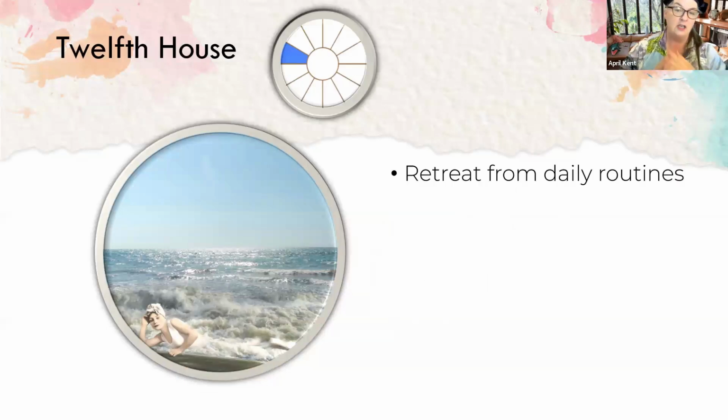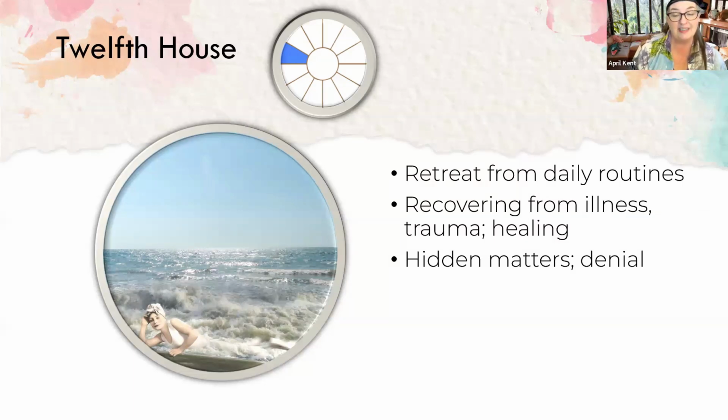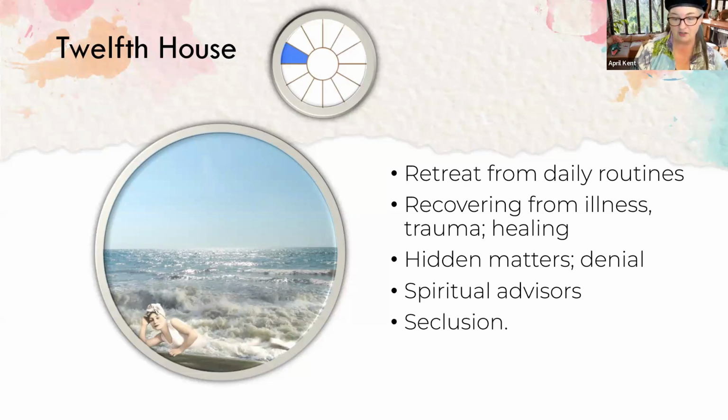And then the 12th house. The 12th house symbolizes where we retreat from daily routines. It is a place of recovery from illness, from trauma, from healing. If I'm seeing a lot of planets in the 12th house, in the derivative house system, I know that somebody has really gone through something and they're healing from it, whether physically or emotionally. It represents hidden matters, denial, and spiritual advisors, as well as just generally seclusion, times when we want to be alone.